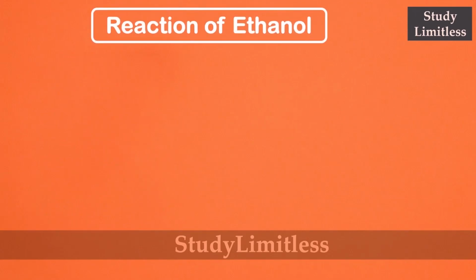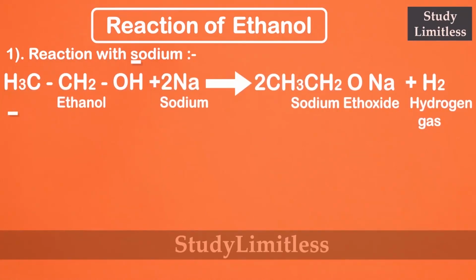The first reaction that we're going to see is how ethanol reacts when it is subjected to sodium. So, you have ethanol which reacts with sodium. You have the formation of sodium ethoxide. Now this sodium ethoxide is quite an important product as it is used as a catalyst and is also a very strong base, and it can be used in many processes in the laboratory.